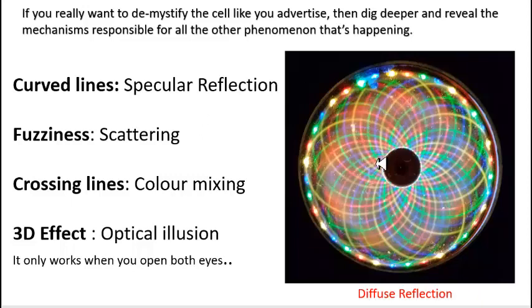And so the slight fuzziness of the lines is caused by scattering. Scattering doesn't cause the light to go in this pattern. Specular reflection causes the light to go in this pattern. And scattering maybe makes the lines fuzzy, although I don't think there's a lot of scattering going on in this particular Ferrocell because the lines are very thin.